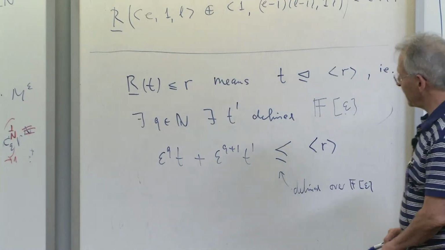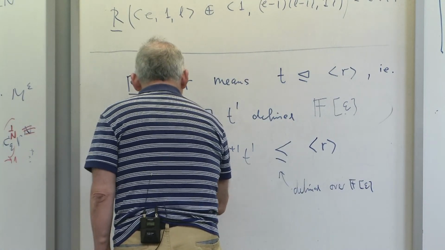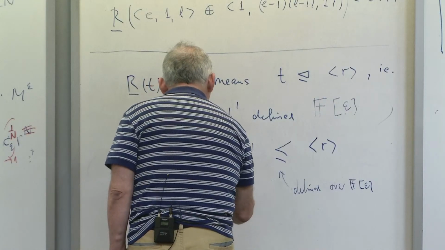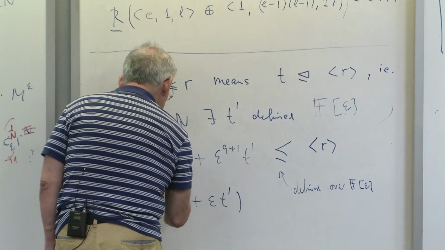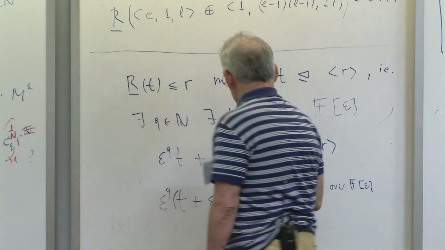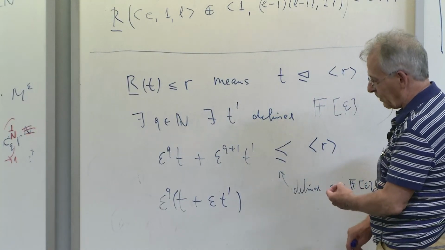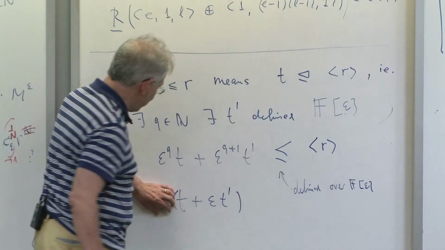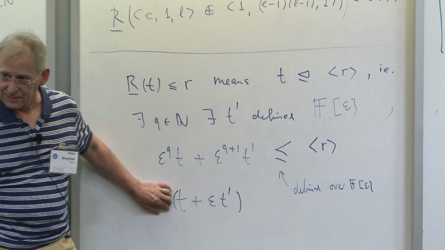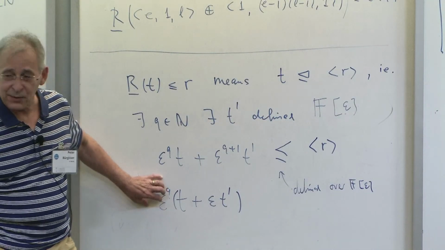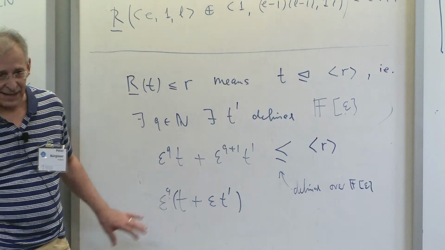So you see, the point is, this is like t plus a little perturbation, okay, times epsilon to the q. And this thing has rank at most r. Now, if this were not here, if q were 0, I can let epsilon go to 0, and then I have restriction. But if q is greater than 0, I can't do this, right? So this is why I get a new notion.